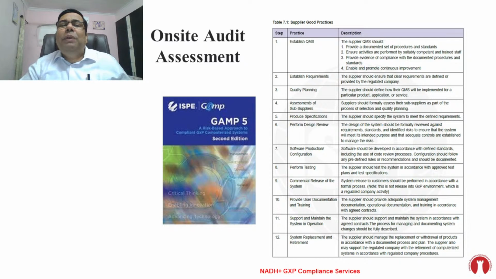quality planning they have, assessment of sub-suppliers, whether they have a procedure to assess the sub-supplier, whether they are able to prepare the specifications or not, perform design review, software production configuration, perform testing, commercial release of the system, whether they provide user documentation and training, support and maintain the system or operations, system replacement and retirement. So these are the very important key requirements expected by GAMP 5 for suppliers.